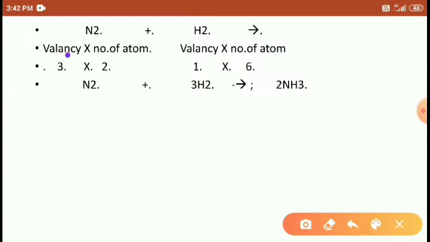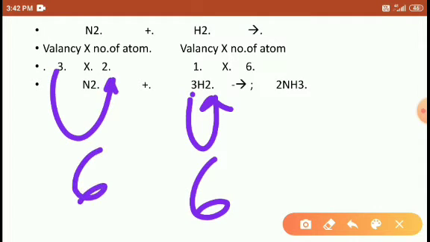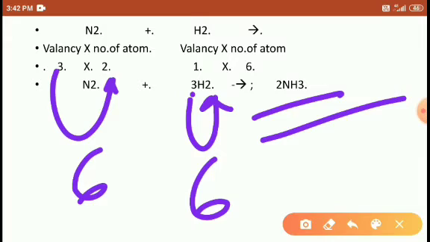So look here, the valency is 3, number of atoms taken as 2; valency is 1, number of atoms taken as 6. That is, here 3 2s are 6. This 3 2s is 6, students. Right. So here 6, and the nitrogen valency 3 times 2 is 6. Both are 6. Then our reaction is balanced here.